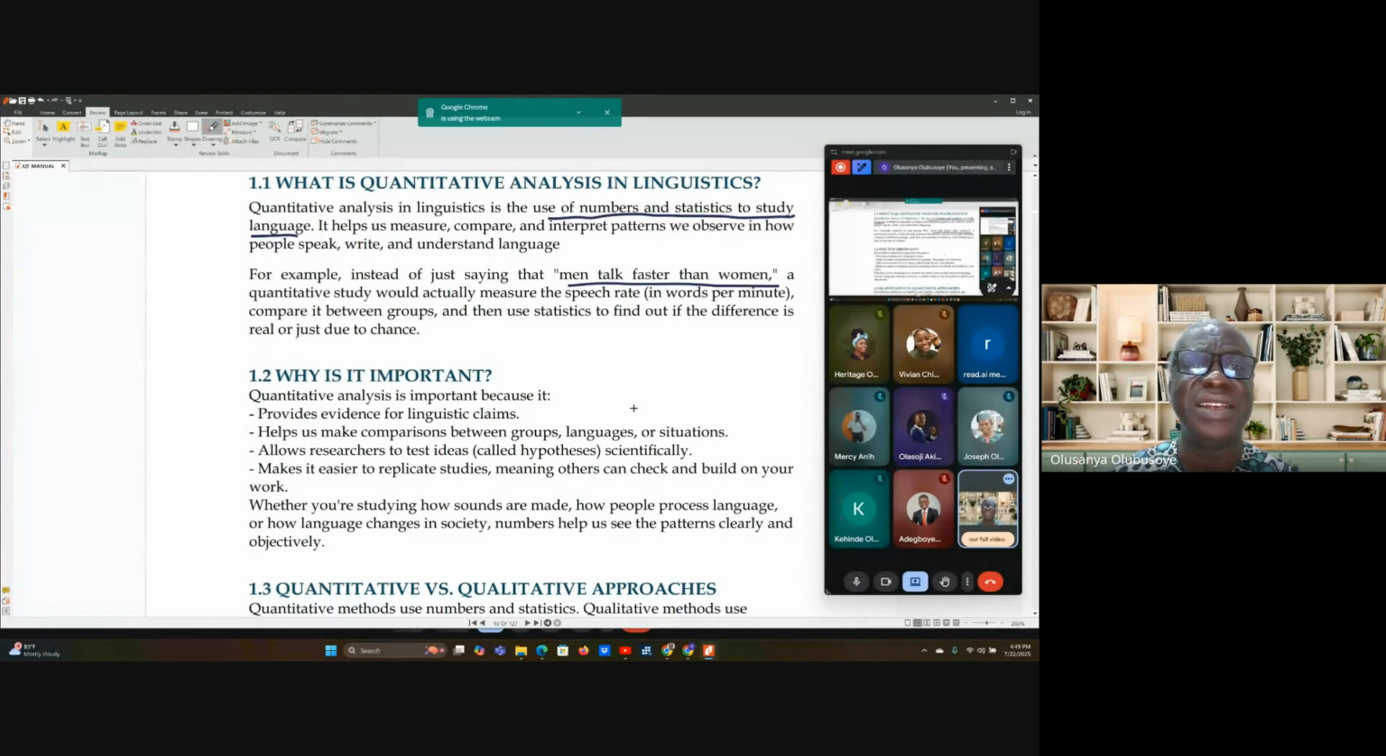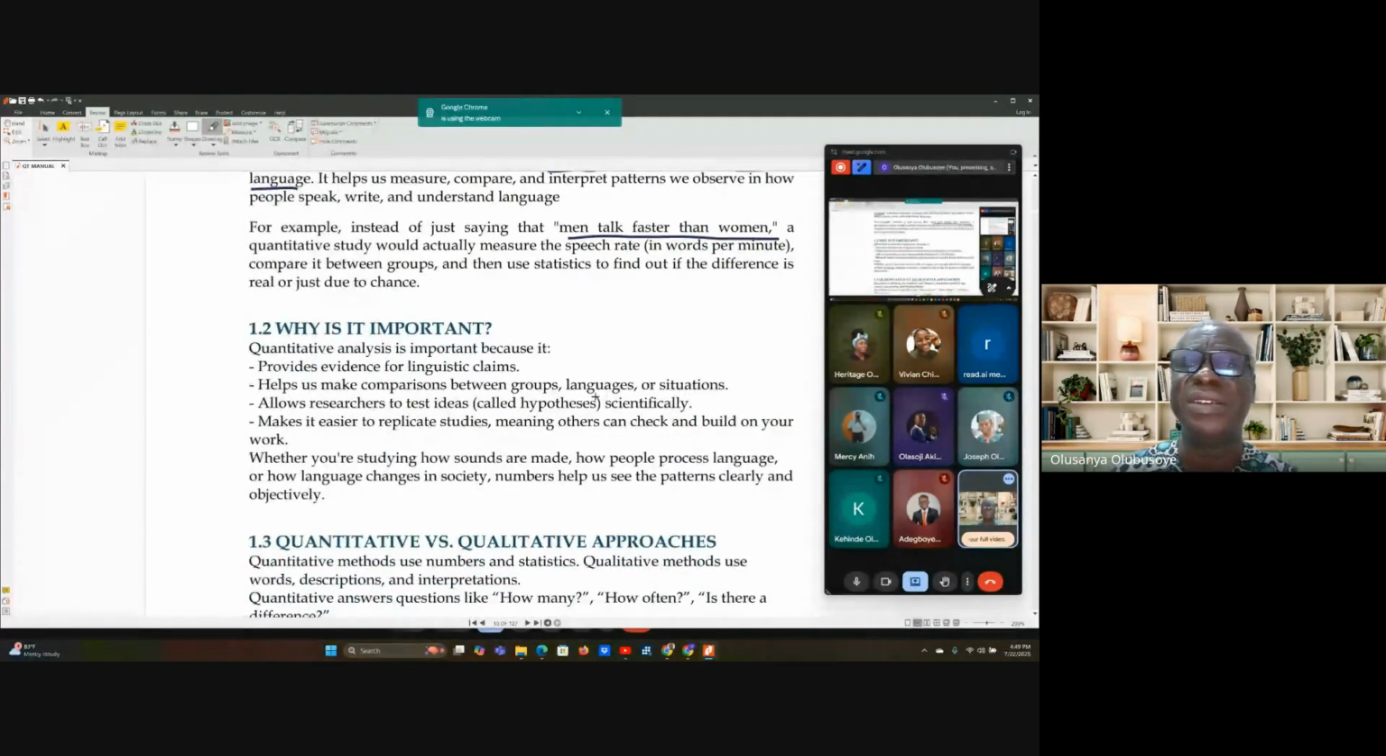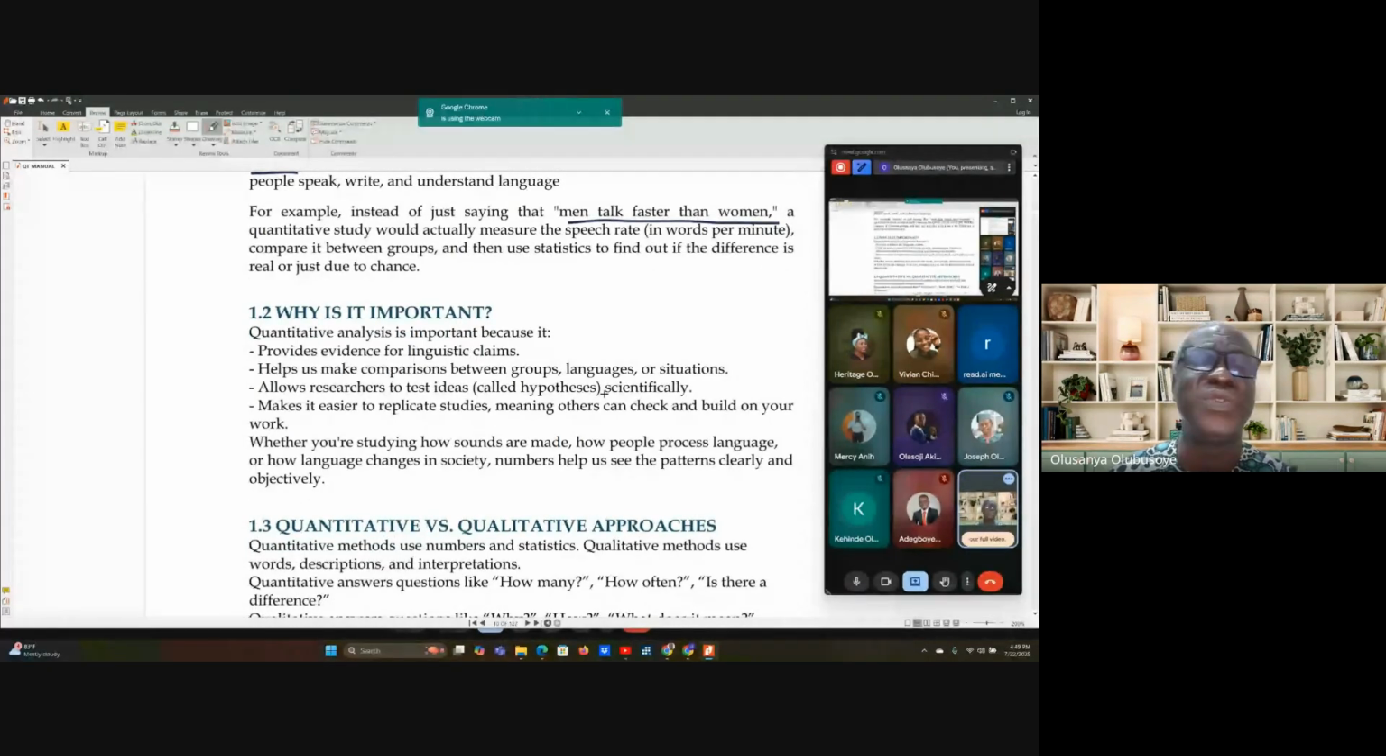If that is clear, then the next question: why is it important for us to say we are comparing, to say we are using numbers in the study of language? Why? We are researchers, and usually you make claims. And when you make claims, is there any popular claim in linguistics? For instance, you can say Wole Soyinka, I don't know if you also study the writers. What do you normally say about writers? Vivian.